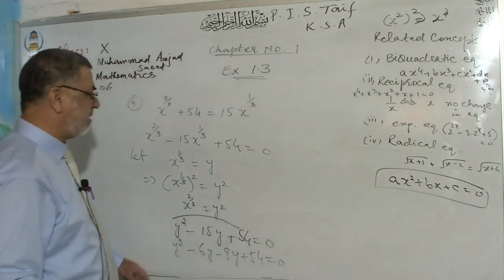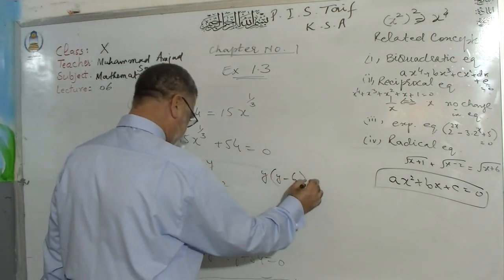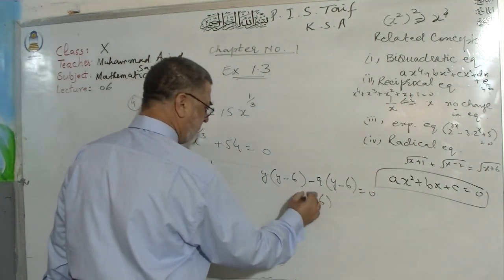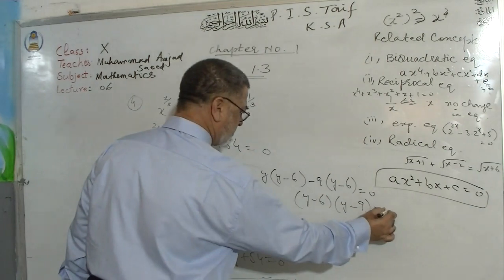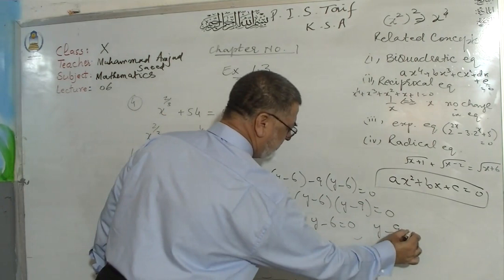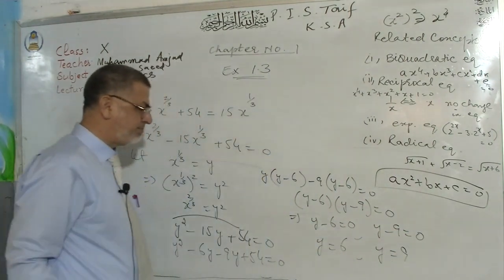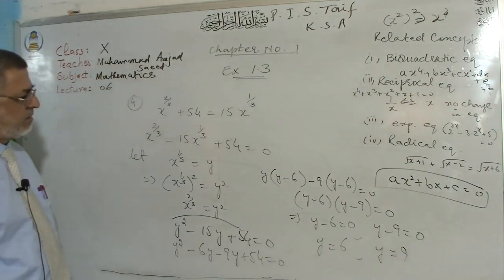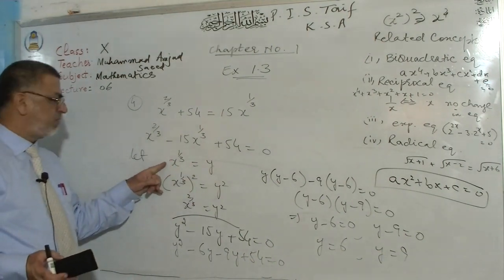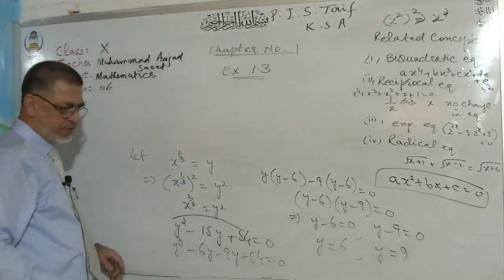After that, you can take common from the first two, y minus 6, and from the rest minus 9 common, y minus 6 is equal to 0. So y minus 6 into y minus 9 is equal to 0. This implies that y minus 6 is equal to 0 and y minus 9 is equal to 0, so y is equal to 6 and y is equal to 9. Now dear students, you have seen that y was taken from x power 1 over 3.